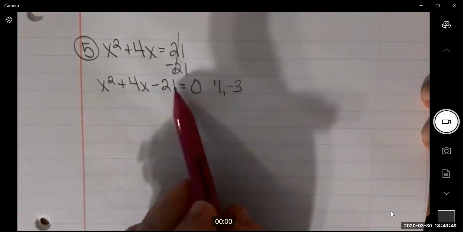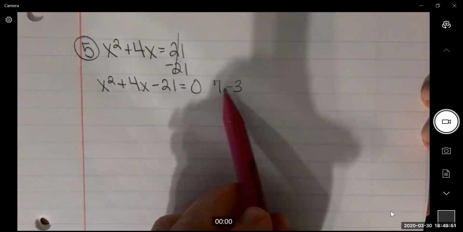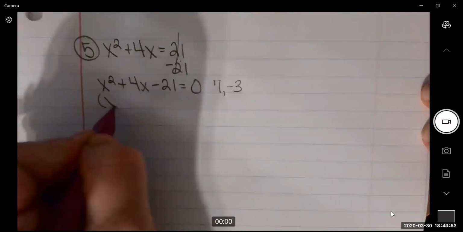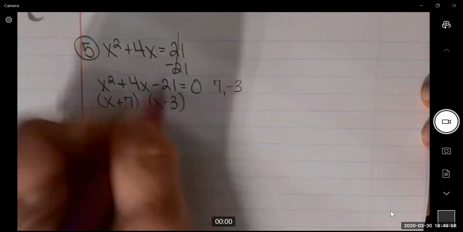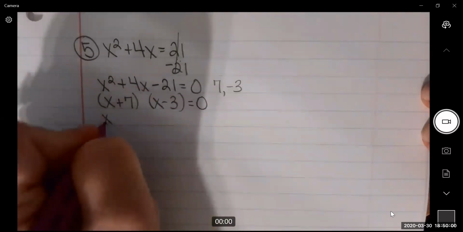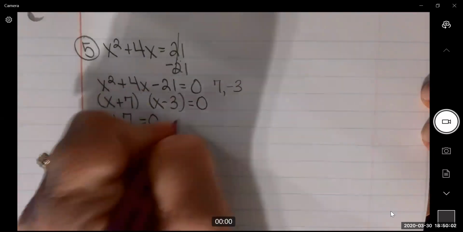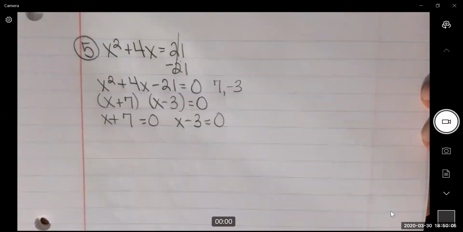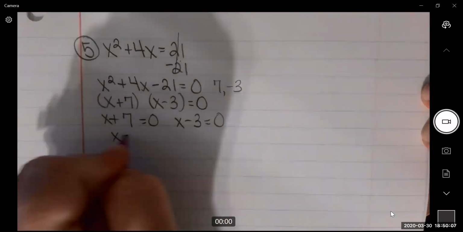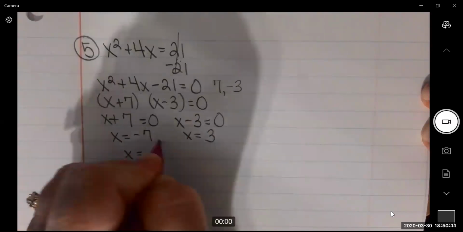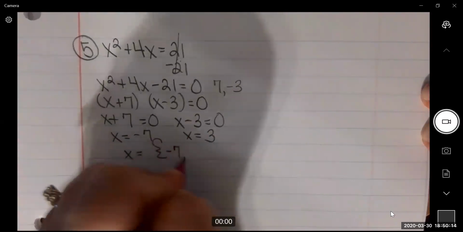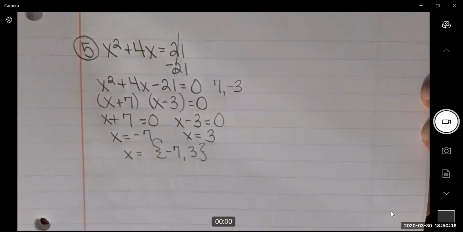7 times negative 3 is going to give me negative 21. 7 minus 3 is going to give me that positive 4. So x plus 7 times x minus 3 equals 0. You set both of them each equal to 0, and then you solve. So x equals negative 7 and 3. Those are the roots for the solution. All right, how about this one?